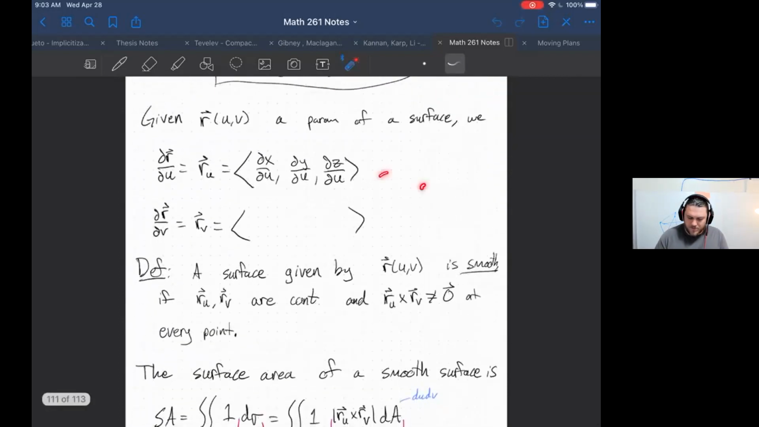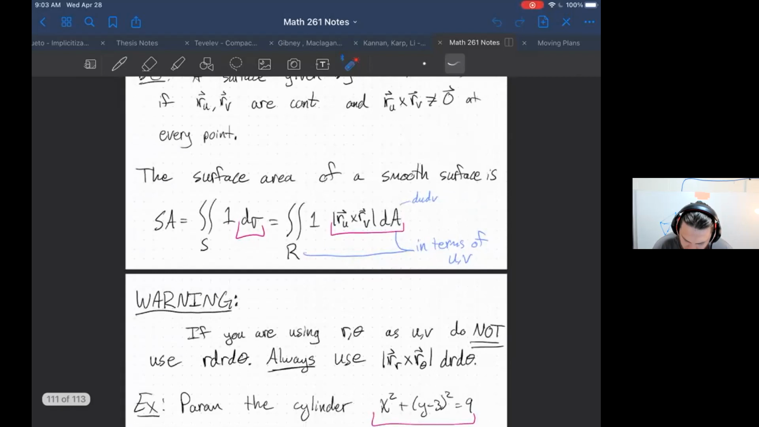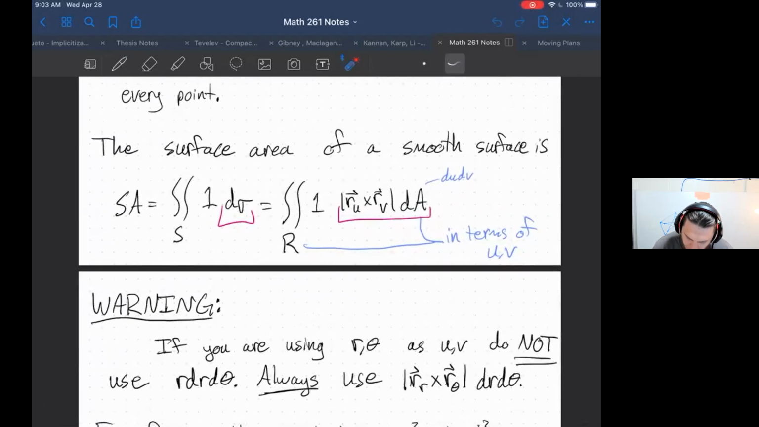We looked at partial derivatives. We're going to use them for these cross products, not necessarily to check that a surface is smooth, but to compute surface area and surface integrals. So we looked at surface integrals or surface area here, and we mentioned that the Jacobian for going from d sigma to du dv, whatever your surface is parameterized in, we need to add in this magnitude of the cross product of the partial derivatives of r.